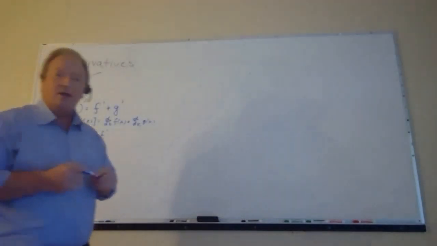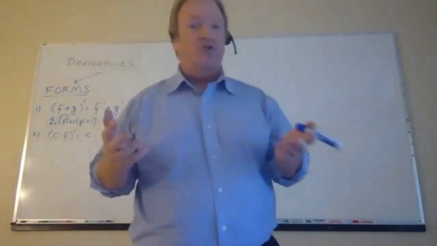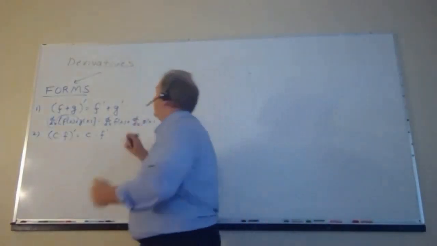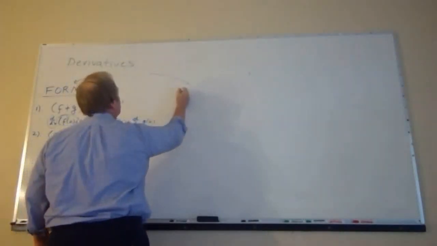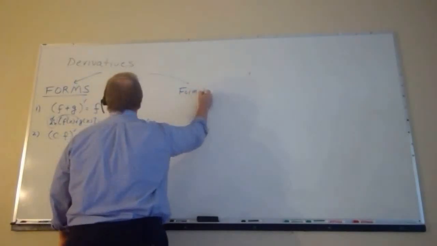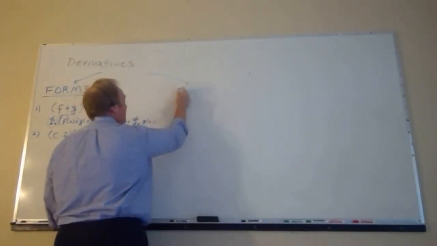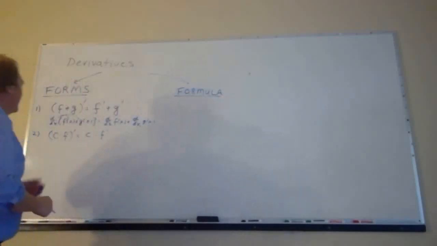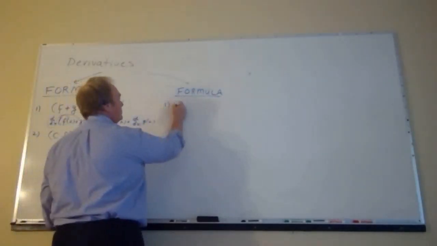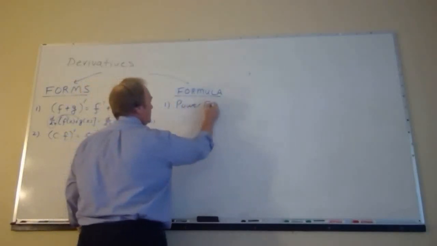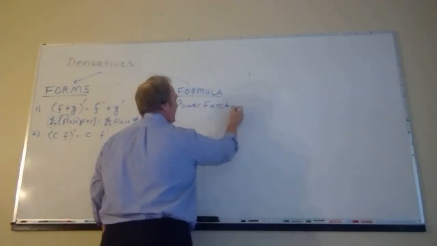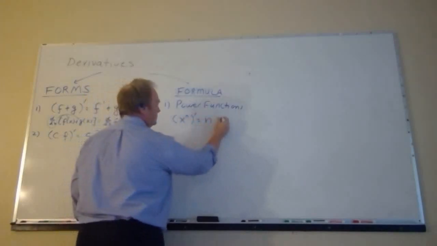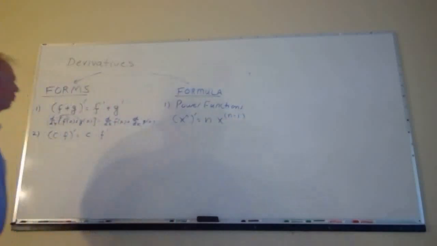We call these forms because this is true regardless of the type of function we're looking at. This could be a power function, an exponential function, a trig function, whatever. But then we also had formulas. And lucky for you, you only have one formula that you have to remember. If you were in 241, you'd have a bunch of them. The only formula we have is for power functions, and we've been spending the last 2 weeks talking about this rule, called the quote-unquote power rule.